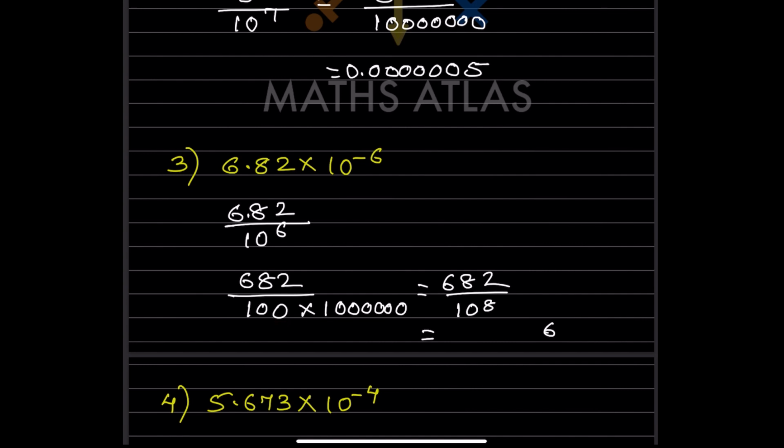You will write here 682. So you are going to go backwards 8. 1, 2, 3, and you are going to put 5 more numbers, so that becomes 8. So you will put here 5 zeros, 1, 2, 3, 4, 5, and then put a decimal. So in total these numbers are 8: 2, 3, 4, 5, 6, 7, and 8, because this is 10 raised to 8.